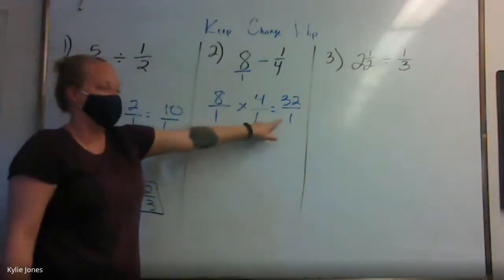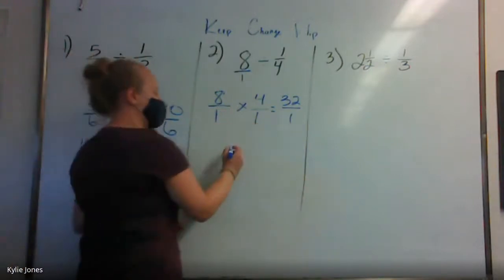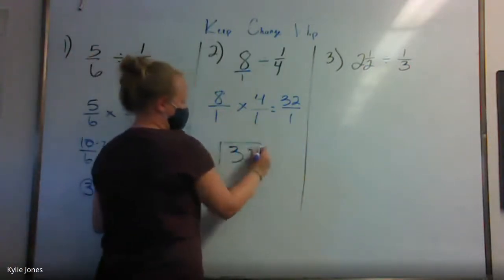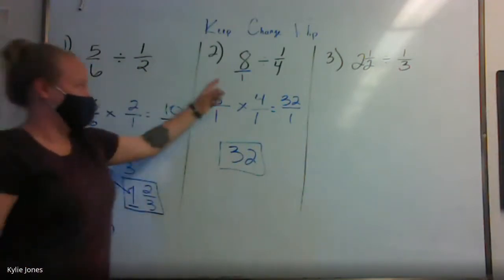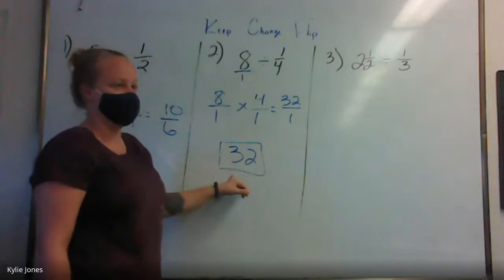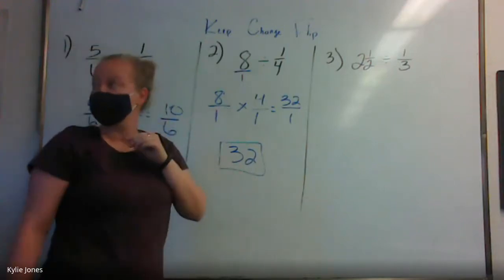But remember, if you put a number over 1, it's just a whole number. Even if we divide it, you still get 32. So you can just drop the 1 and you get 32. So 8 divided by 1/4 is 32. So there are 32 quarters that fit inside 8.